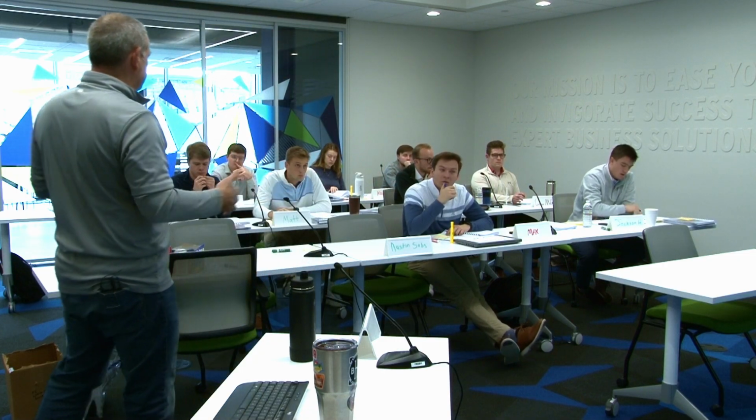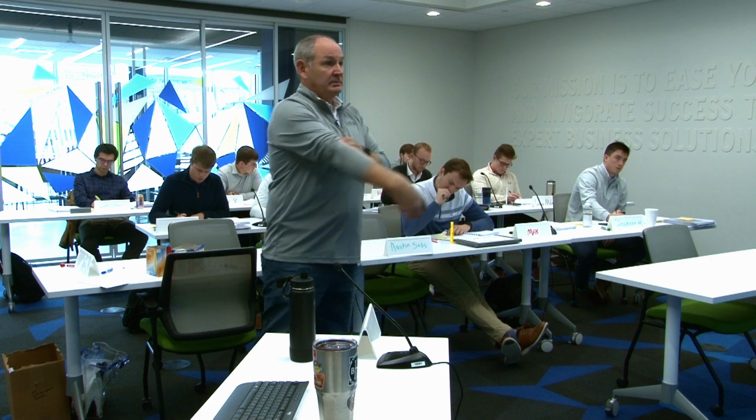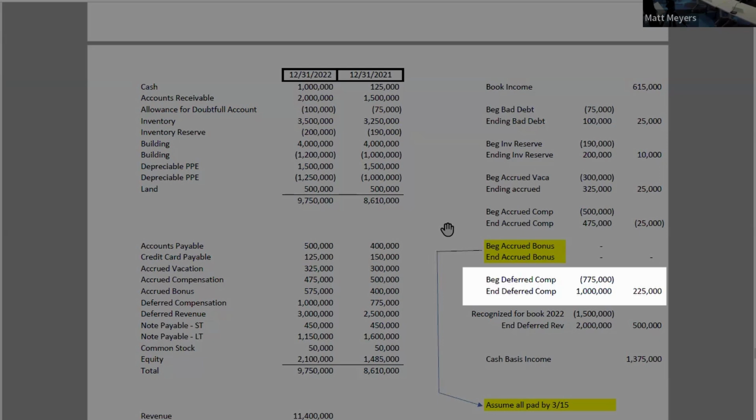Everything's fixed. The service has been rendered. I don't think there's a moment in time I've ever taken, except maybe sitting at my counter watching football, accrued compensation as an M1 I would flux. Put a big fat X in that one. That should not be there. But the accrued bonus is one that says, okay, is that paid within 3.5 months? Deferred comp, not until paid.